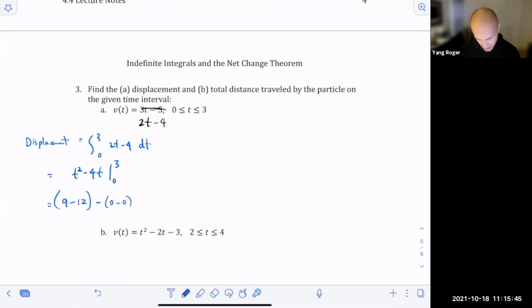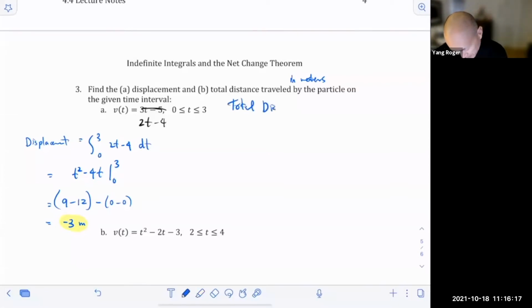So in the end, your net displacement is negative 3. I don't have units here. Let's just make it in meters. So there'll be negative 3 meters. Okay. So what ends up happening is you end up behind your starting point. Are there any questions about the displacement? The harder one is going to be the total distance traveled. So let's do that next.